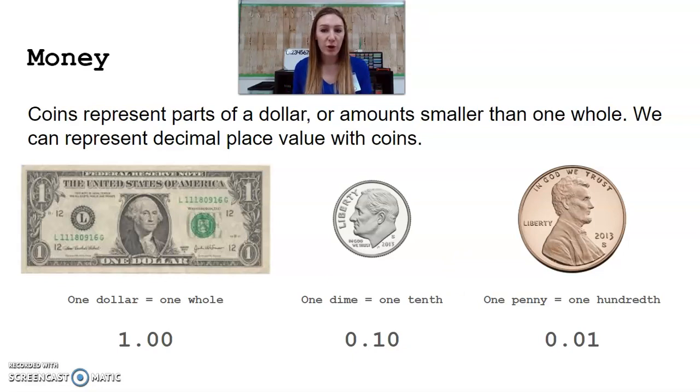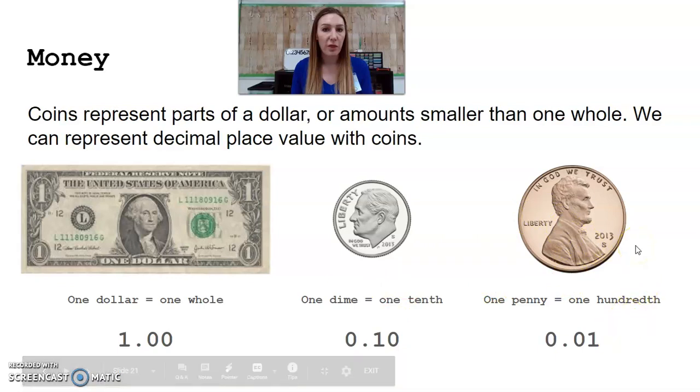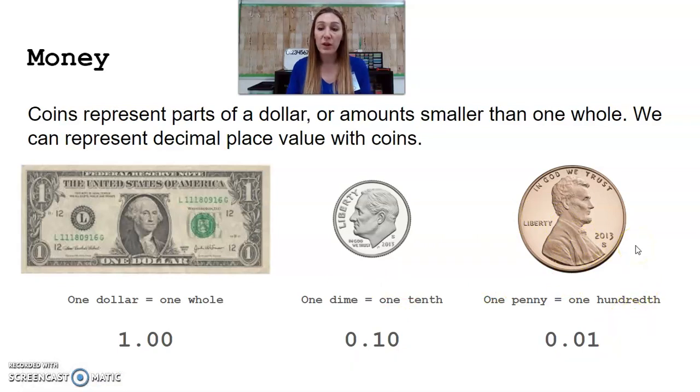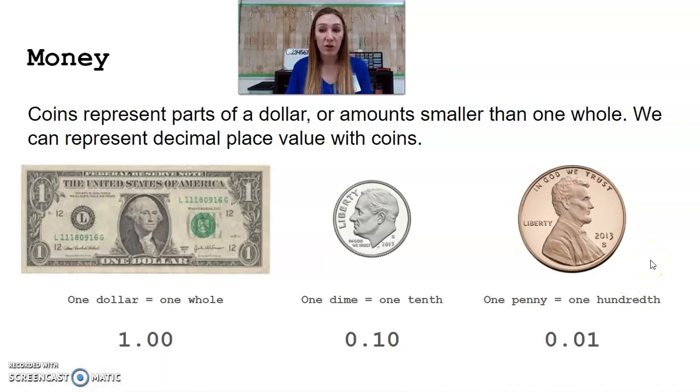Now I have a question for you. Are those the same value? 10 hundredths and 1/10. They are. So 1 penny equals 1 hundredth, or 0 and 1 hundredth, or 0.01. If you notice, I don't have anything in my tenths place, so I have no tenths and 1 hundredth.